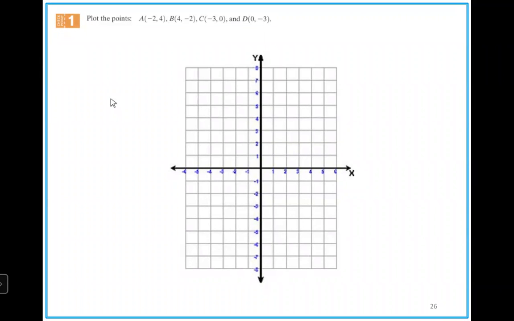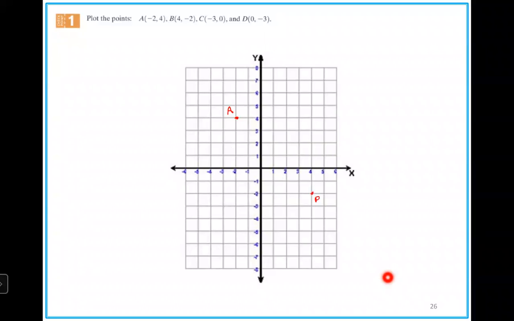Okay, so A is (-2, 4). So -2 will be on your left-hand side, to -2, and then up to 4. So that's right here. All right, so that's point A. And then the next one says (4, -2). So that will be to your right on x, and down to -2. Okay, so that's that, right?